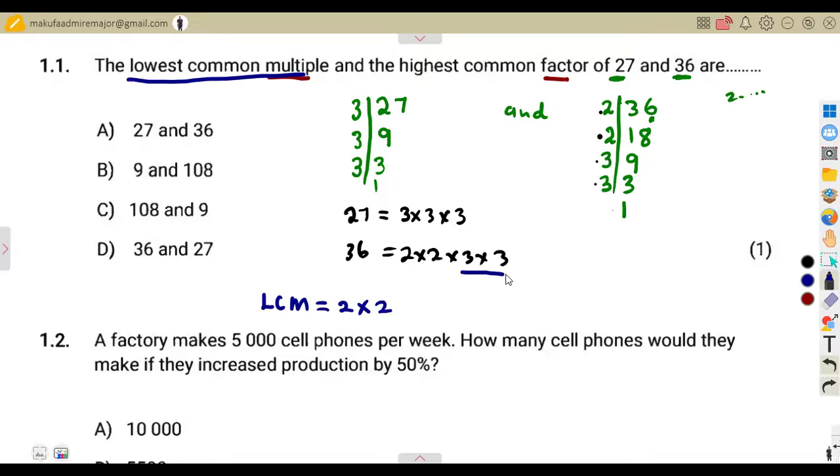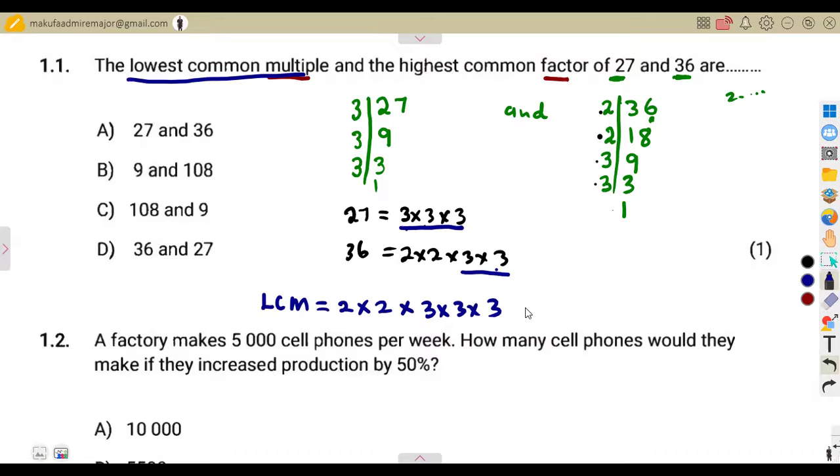There are 3s here. There are also 3s here. But where do we have many of them? These ones, they are just 2. These ones, they are 3. So you take where there are many. All these ones: 3 times 3 times 3.